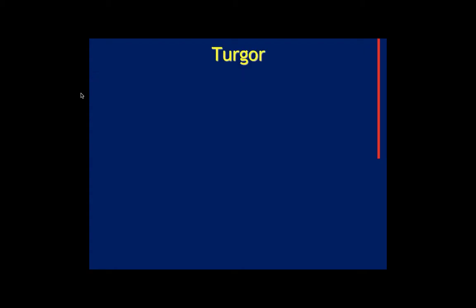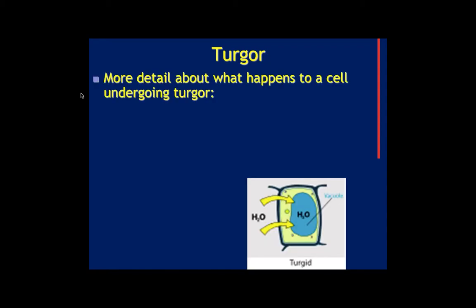So a little bit more about turgor. So you have extra little pieces of information. So when the water is moving into the cell, your vacuole becomes bigger.